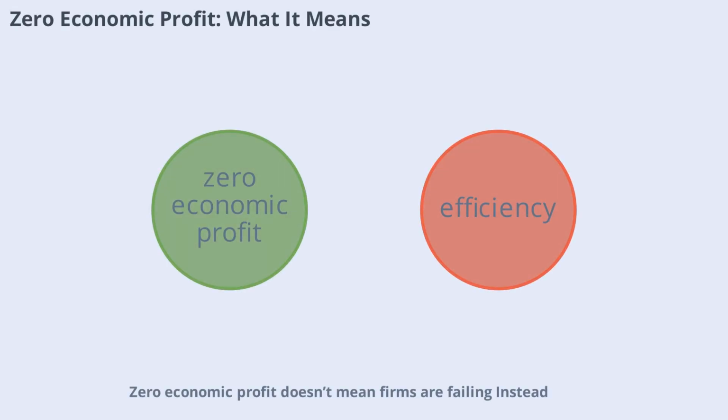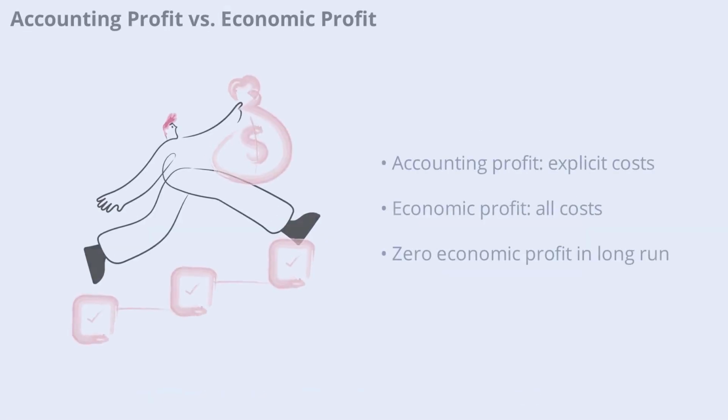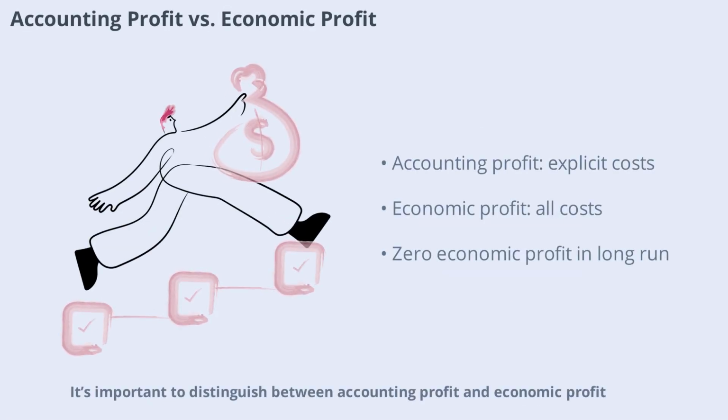Zero economic profit doesn't mean firms are failing. Instead, it means they're earning just enough to cover all costs, including the opportunity cost of capital and labor. This is a sustainable outcome, as resources are being used efficiently and firms have no incentive to leave or enter the market. It's important to distinguish between accounting profit and economic profit.